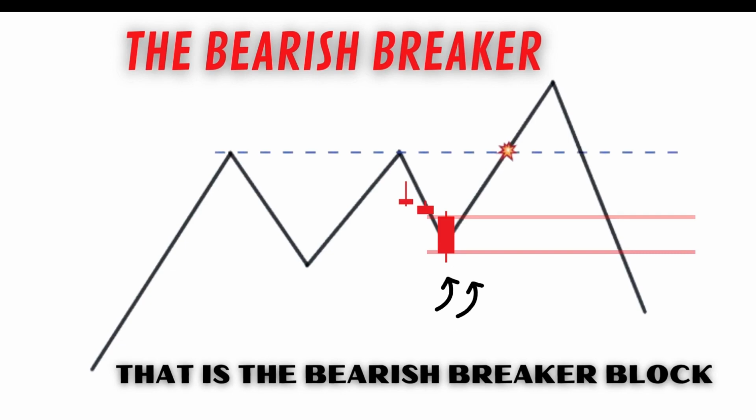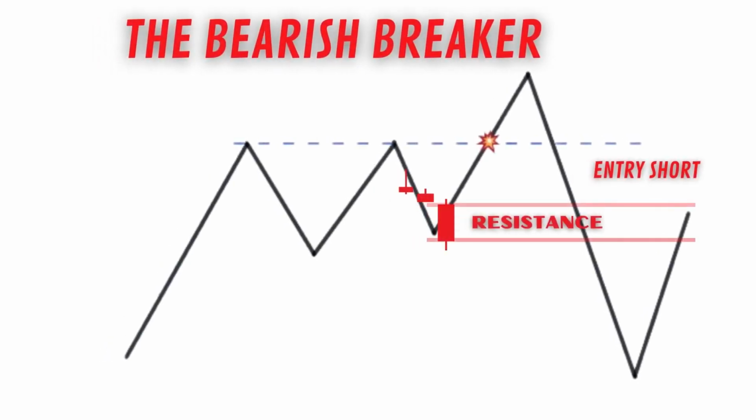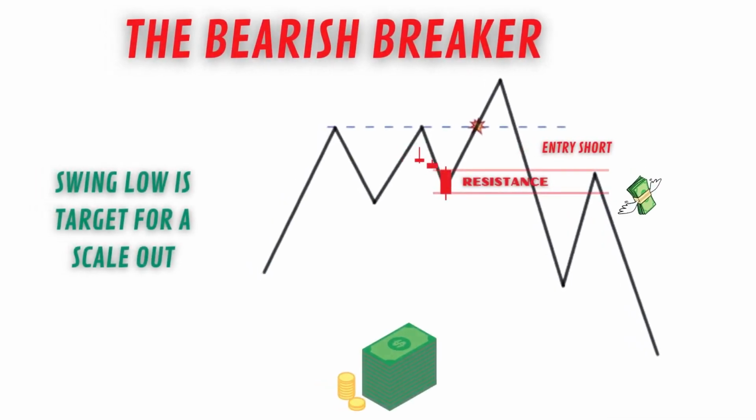That is the bearish breaker block. See, it doesn't need to be that hard or that complicated. Step one, find a run on liquidity. Step two, find the swing low. Step three, find the last down close candle in that swing low, and you have the bearish breaker block. Okay, that is going to be your resistance point. It should act as resistance, and that is where you're going to want to enter short.